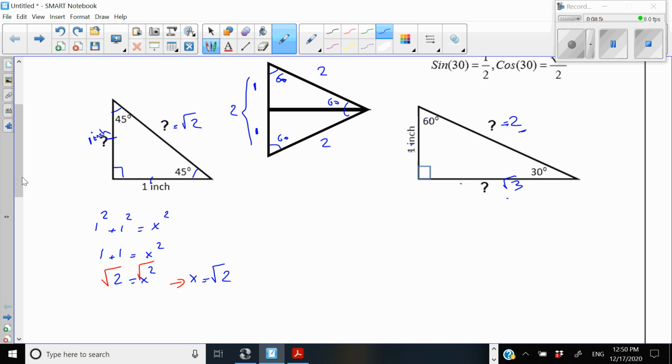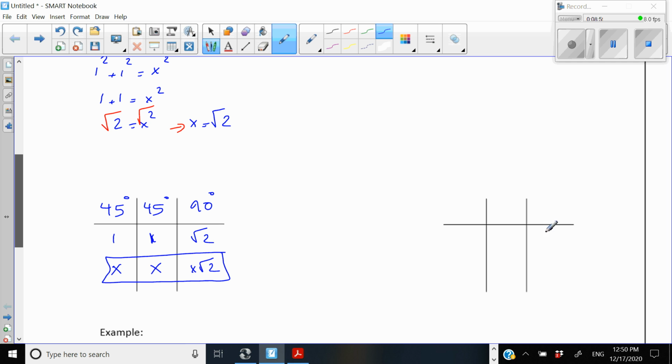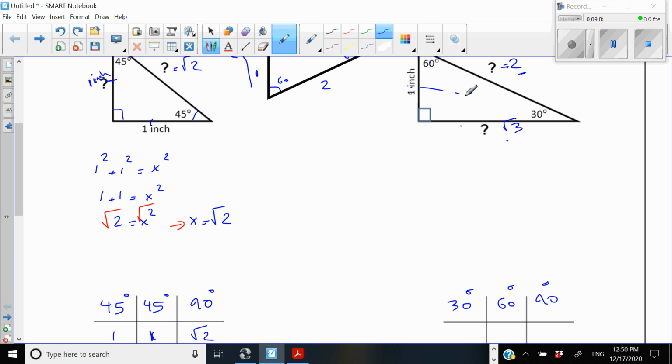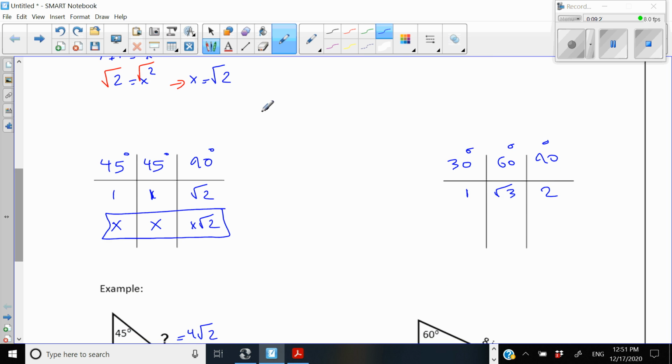So here in my table, I'm going to write 30, 60, and 90. What was the measure of 30? The one which was opposite 30 was 1. So this one was 1. Opposite 60 was square root of 3. And opposite the hypotenuse, the one which is opposite 90 is 2. So this is the ratio of the sides in a right triangle, which is 30, 60, 90.